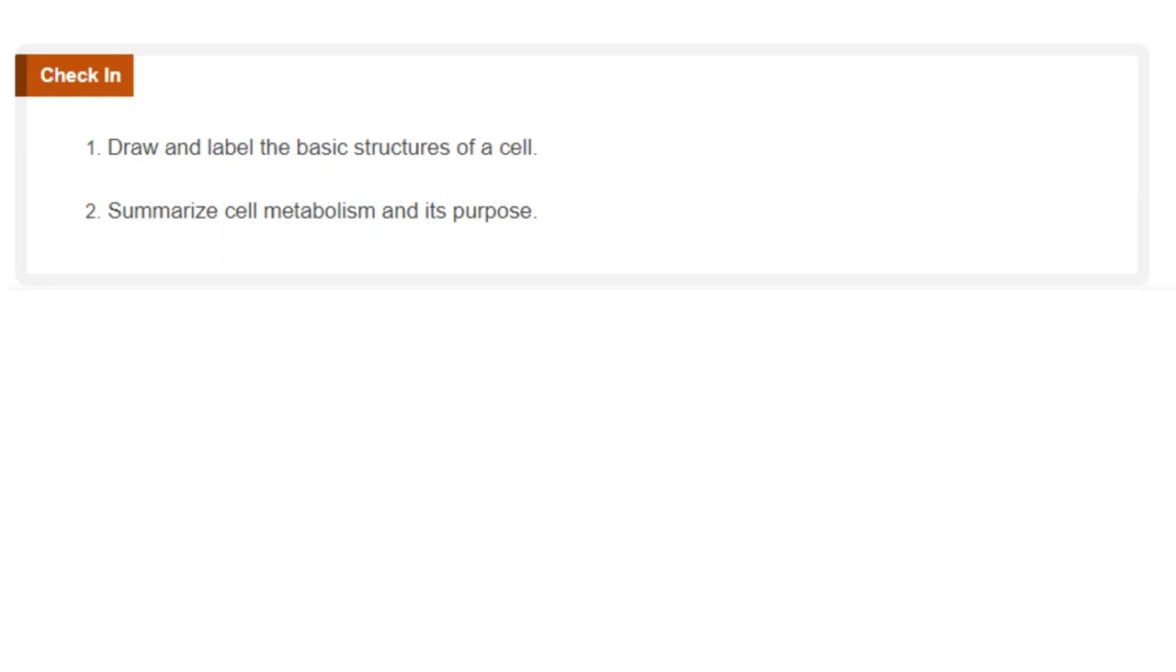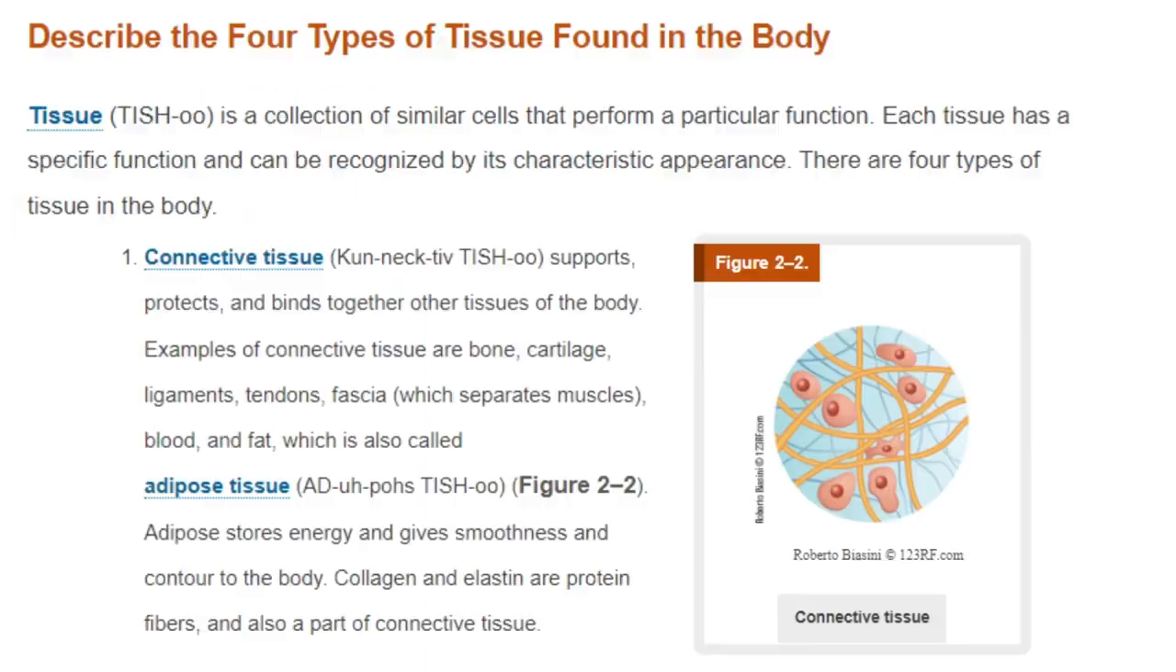Check in. Draw and label the basic structures of a cell. Summarize cell metabolism and its purpose. 4 types of tissue found in the body.